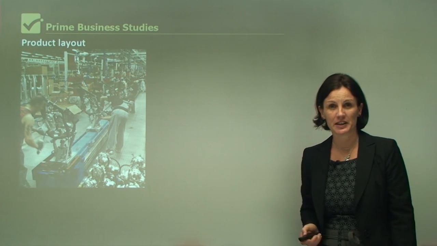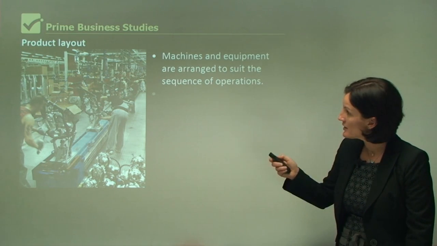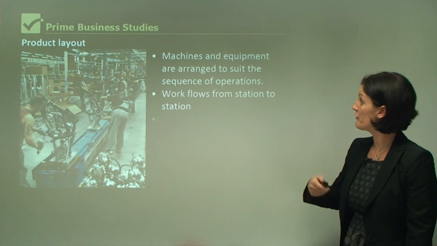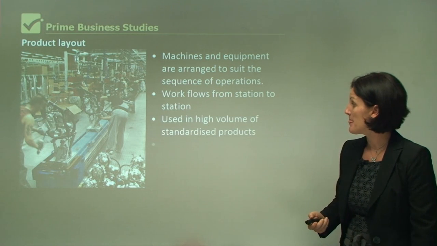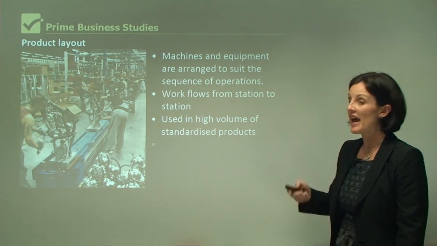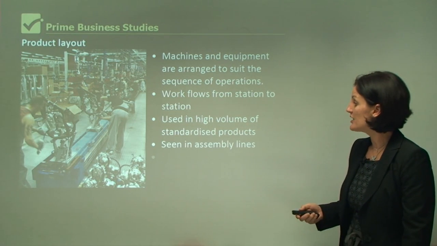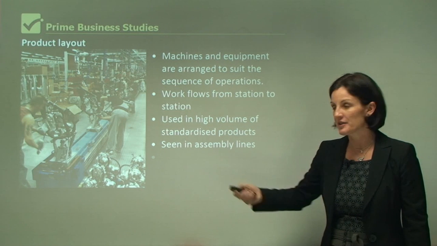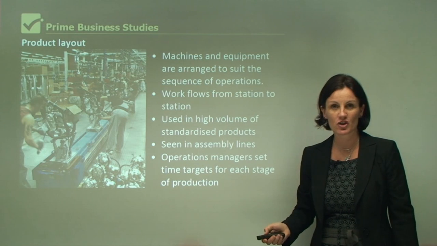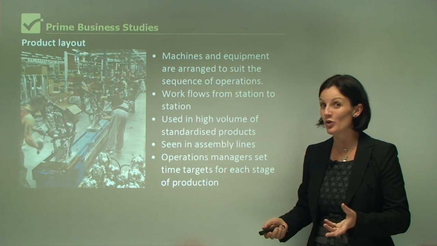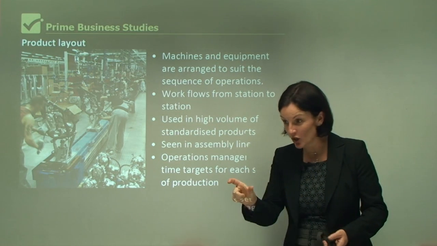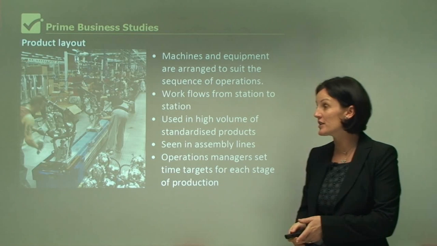Product layout is completely different. Machines and equipment in this layout are arranged to suit the sequence of operations. The work flows from station to station. We need this layout if we're making a high volume of products and they are standardized. We often see it in assembly lines. And the operations manager set time targets for each stage of productions. So it can be quite a stressful layout to work in because you're actually given a time limit to deal with your part of the operations process.